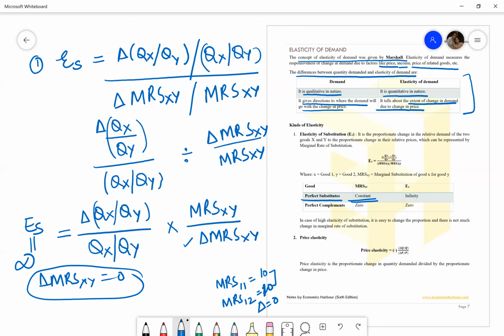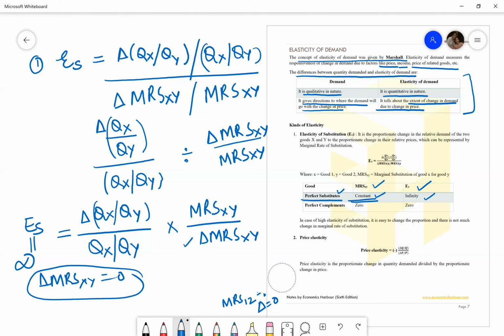So in the case of perfect substitutes, the MRS xy is constant. If the price of, say, good one doubles, I will reduce the quantity demanded of it, and I will start consuming more of the other good, in the same proportion, instead of the initially consumed one. So the elasticity of substitution becomes infinity.